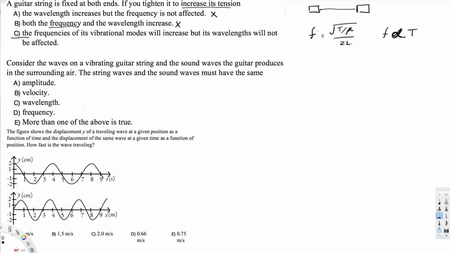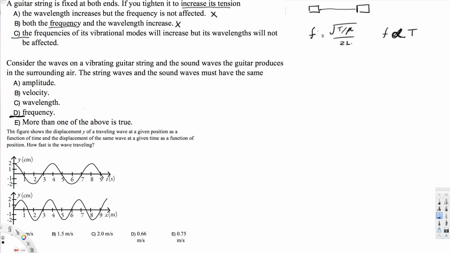Let's do the second question. It's asking: consider the waves on a vibrating guitar string and the sound waves the guitar produces in the surrounding air. The string waves and the sound waves must have the same what? This happens only when they have equal frequency. So we know that this is going to be the D answer.